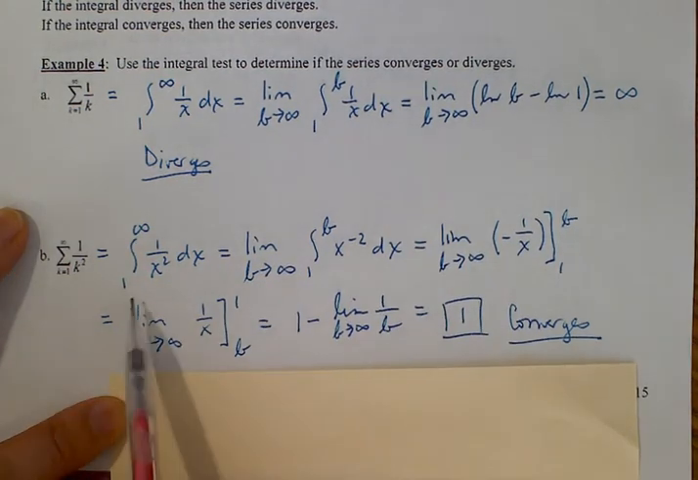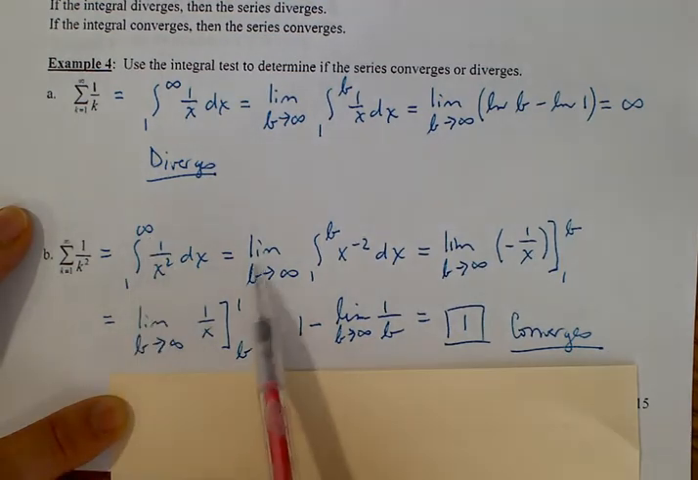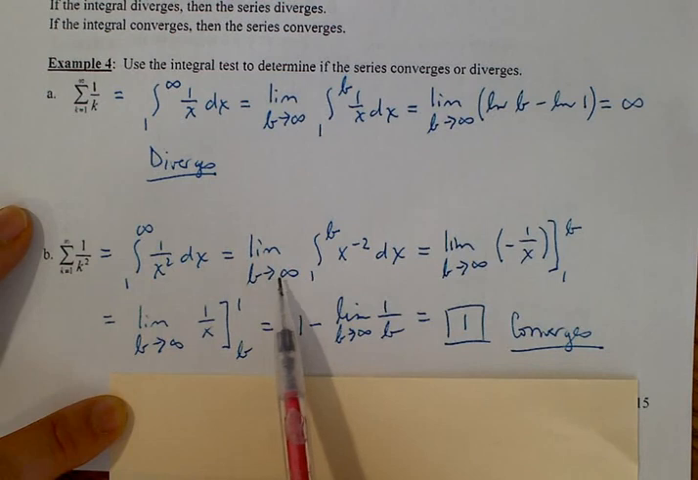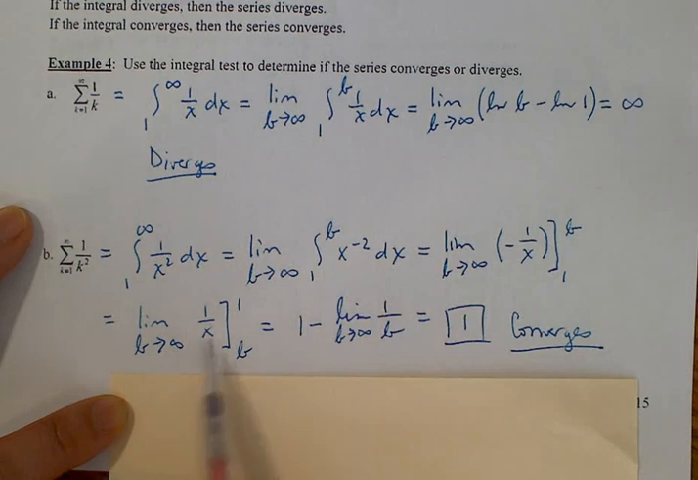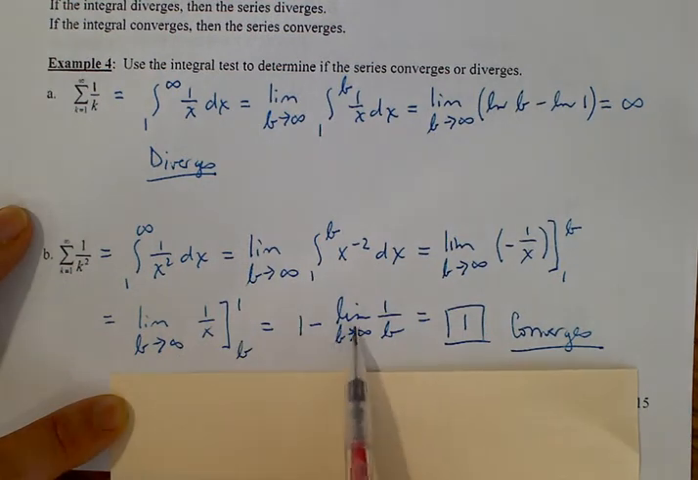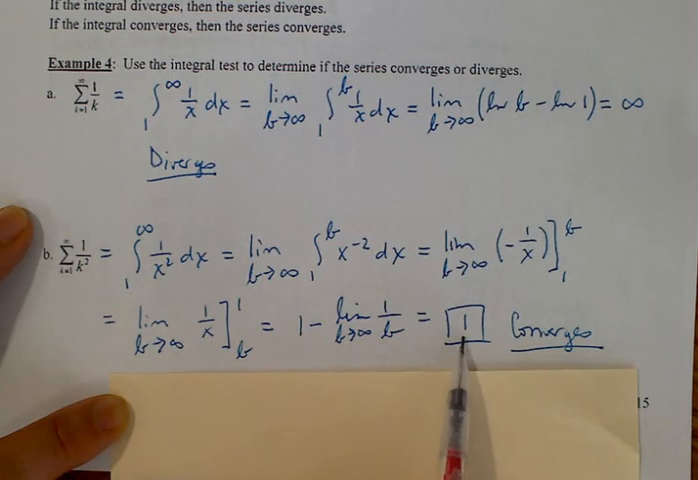Okay, here's the solution. I rewrite it as the integral of 1 over x squared going from 1 to infinity, and then I take the improper integral and evaluate it, and then take the limit. I end up with the limit as b goes to infinity of negative 1 over x from 1 to b, evaluate that, and I get 1 minus the limit of 1 over b as b goes to infinity. The limit of 1 over b as b goes to infinity would be 0. So it's 1. So this converges, which means that the series also converges. Since the integral converges, that means that the series converges.